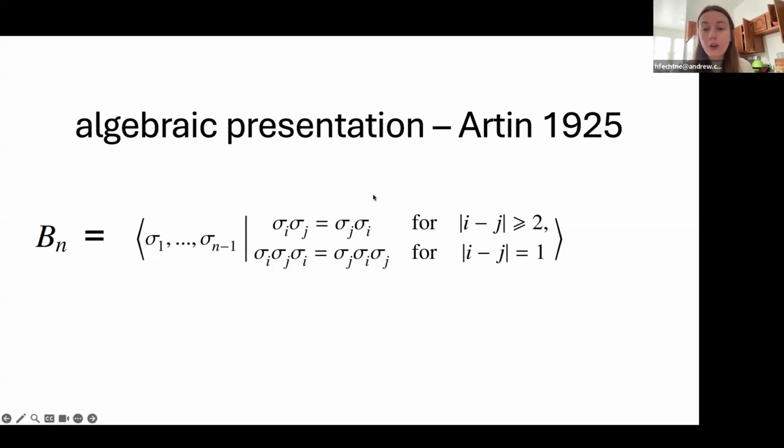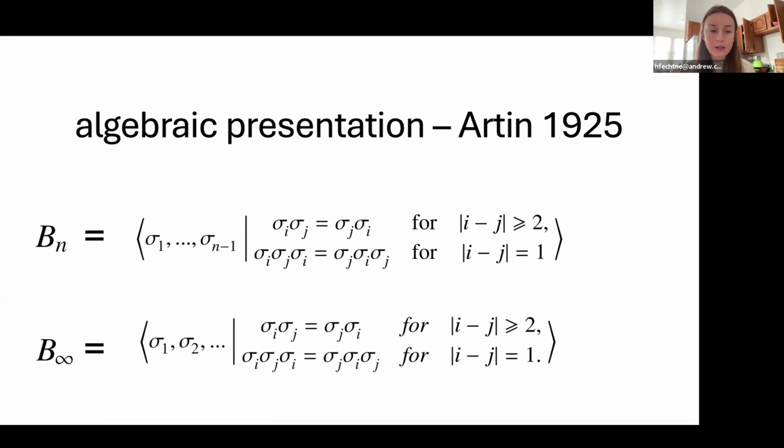If the generators are far enough apart, if their distance is at least 2, then we have a commutative relation between them. And if they are right next to each other, we have what's called the braid relation, which is sigma i sigma j sigma i equals sigma j sigma i sigma j. We can also consider a braid group on infinitely many strands. There we just have infinitely many generators, but the exact same relations.